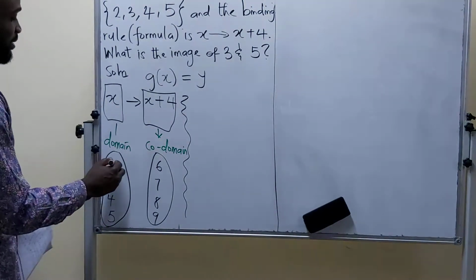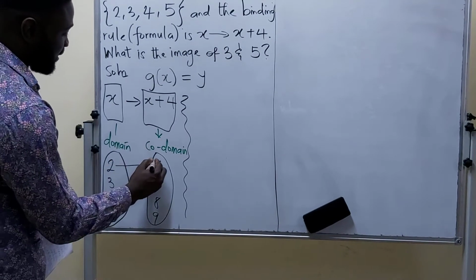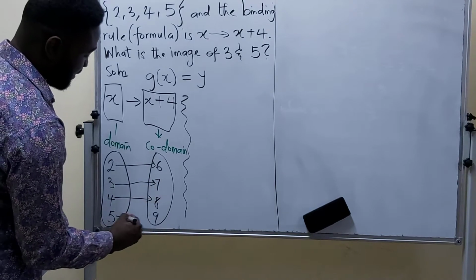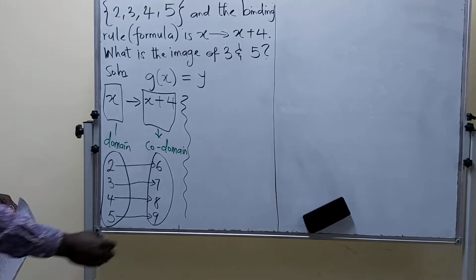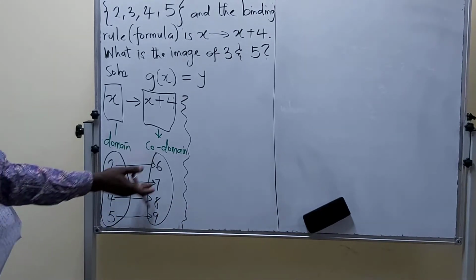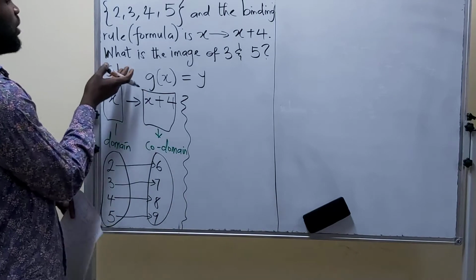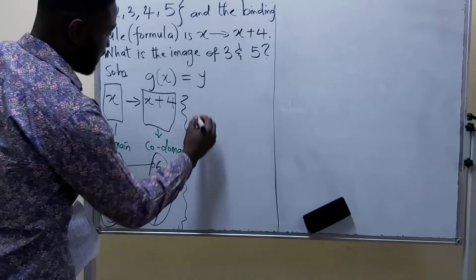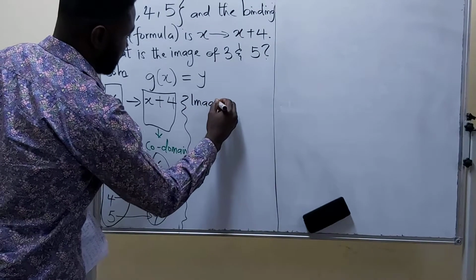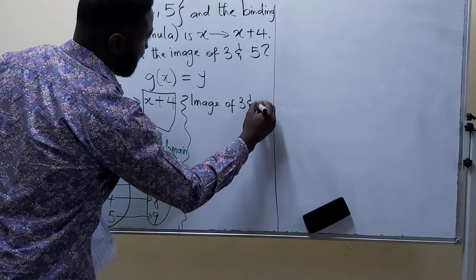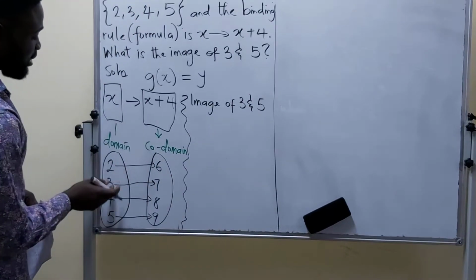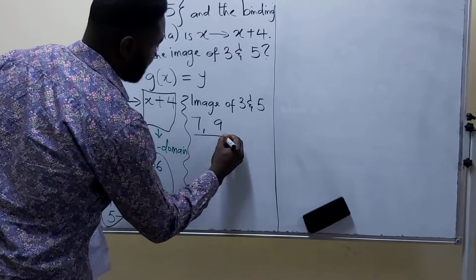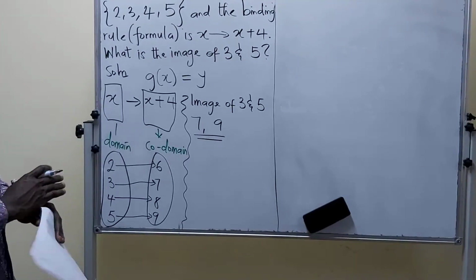So it means when X is 2, it's going to bind with 6, this one will bind with 7, this one will bind with 8, and this one will bind with 9. So that is the solution. Easily from here, you can get the image. According to the question, it says, what is the image of 3 and 5? So the image of 3 here is what? What will be the image of 3 here? It will be 7, and the image of 5 will be 9. So that is the final answer. As simple as A, B, C.